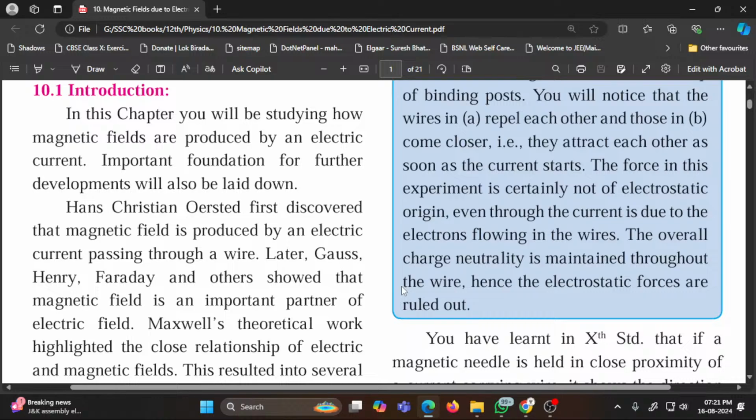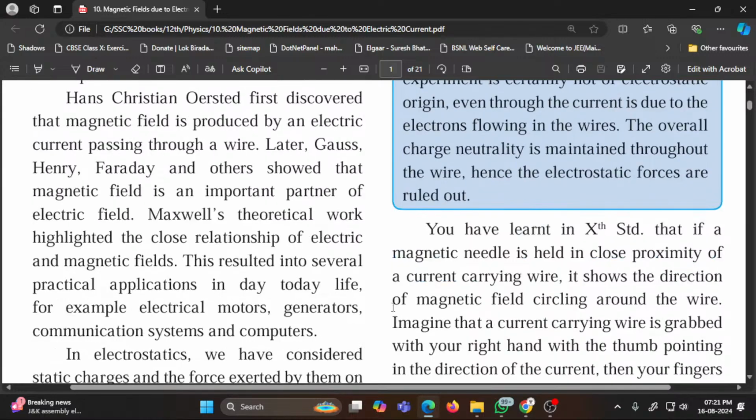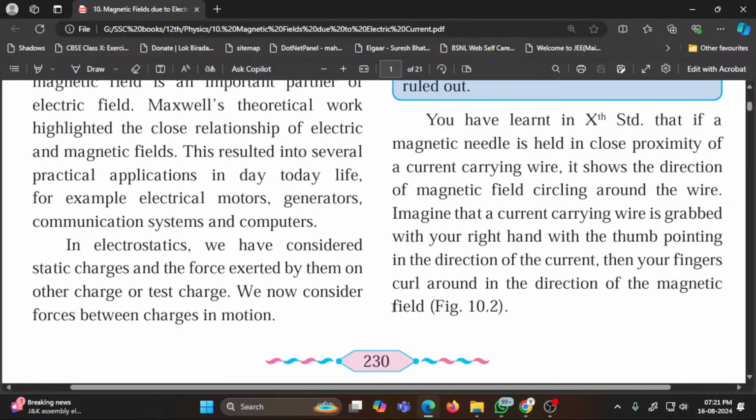Maxwell's theoretical work highlighted the close relationship between electric and magnetic fields. This resulted into several practical applications in day-to-day life, namely electrical motors, generators, communication systems, and computers.